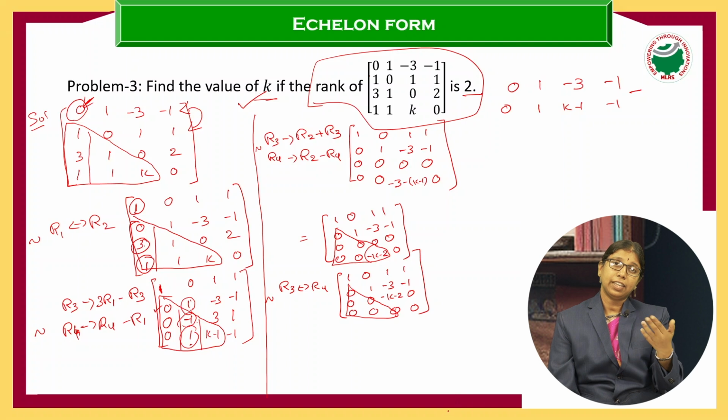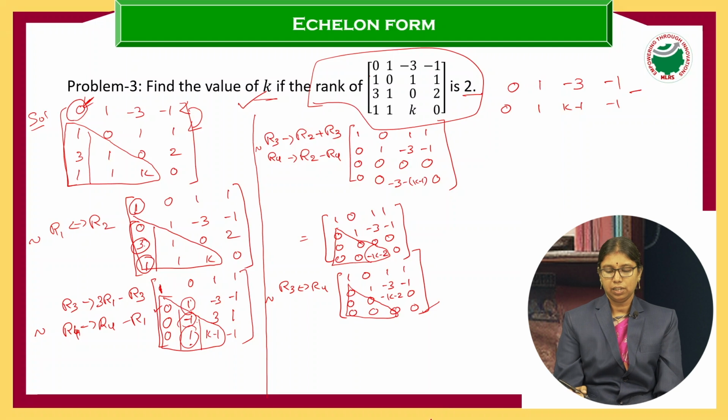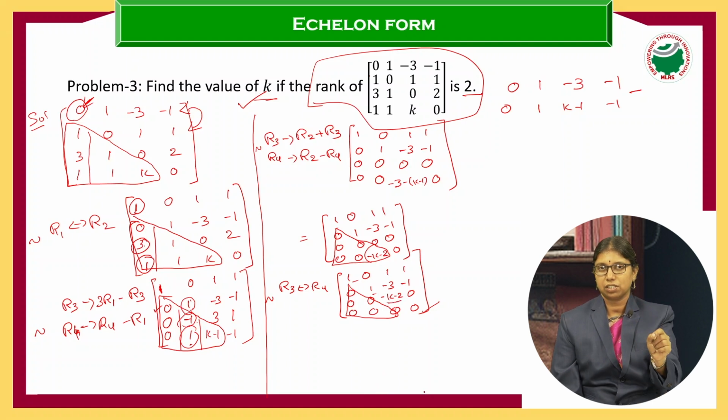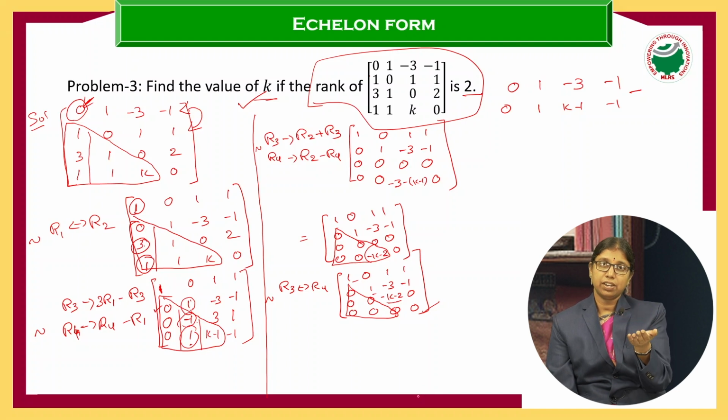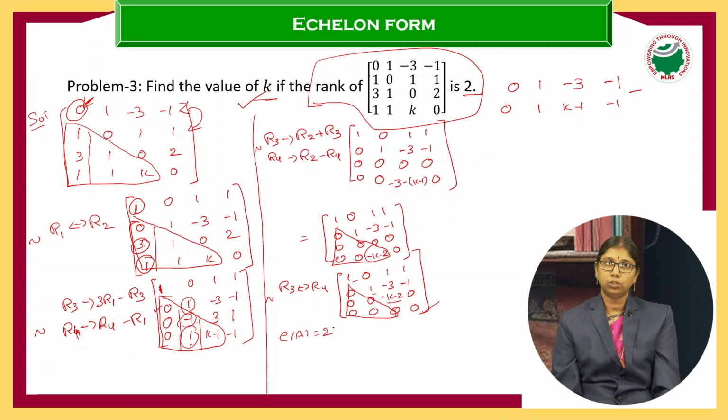Now you compare with echelon form. What we have to do in echelon form? The zero rows must and should be at the bottom of the matrix. The number of zeros should be in increasing order. The first non-zero entries must and should be 1. Here, since I need to calculate this k value, I'll neglect that condition. Now you see the given rank. What is the given rank? Rank of A is equal to 2.